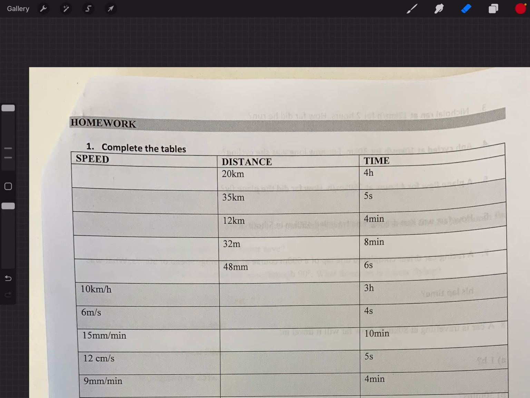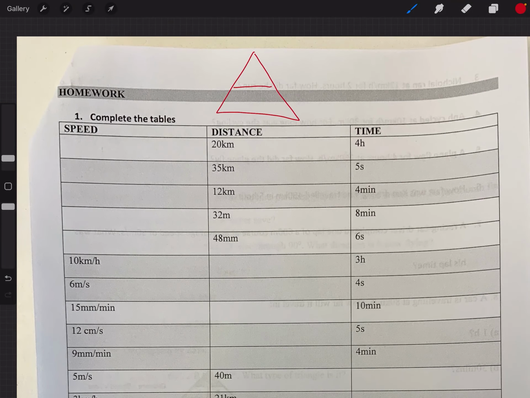I'm going to draw a triangle that's going to help us work it out. We have distance on top, speed times time. If you want to find the speed, you cover up the speed and you say, okay, well, there's distance divided by time. So speed equals distance divided by time.